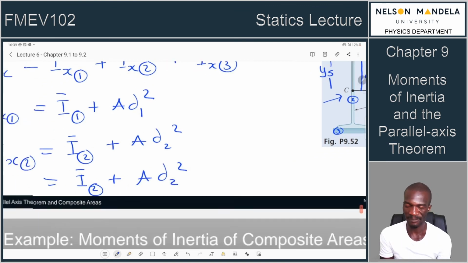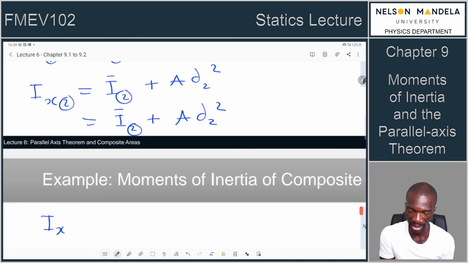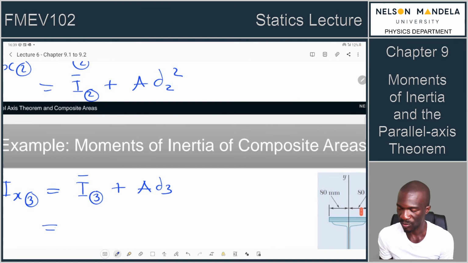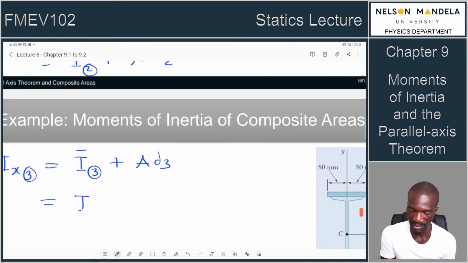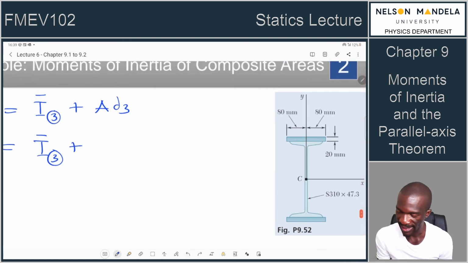D2 squared. Right, and then the last one would be IX, about the X of area number 3. That would be its centroidal moment of inertia plus its area times D3. Centroidal, what do? You just go to the tables. So let me just rewrite it as this. Plus, because this is a what? This is a rectangle, right? This is a rectangle. What is our area? I don't have to write that. This is a rectangle. You know this inside out.